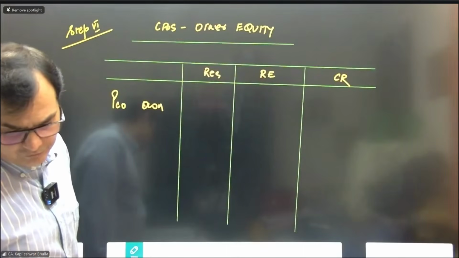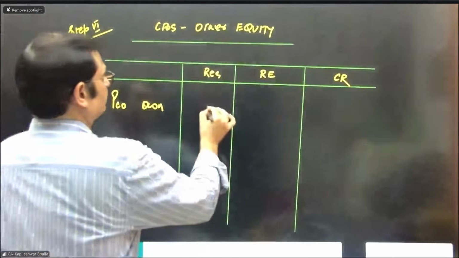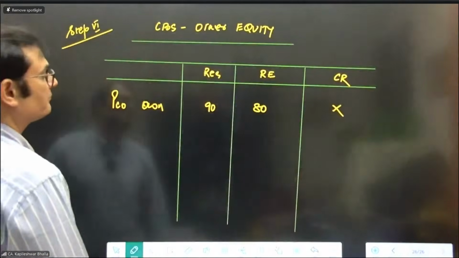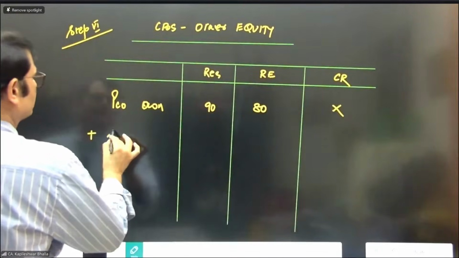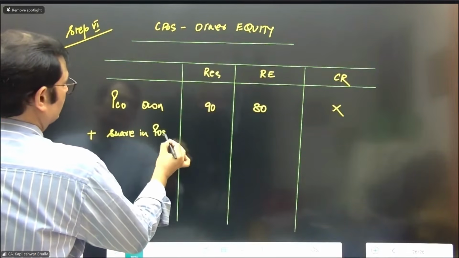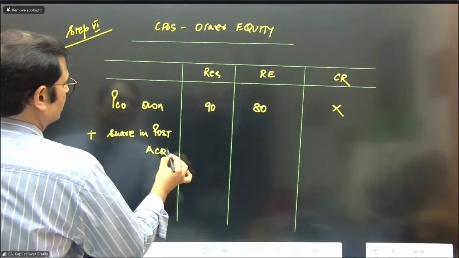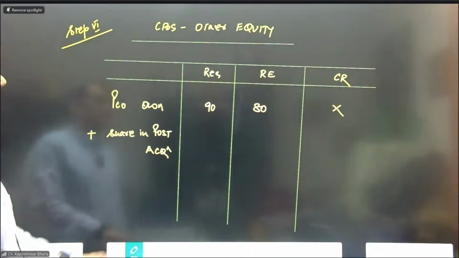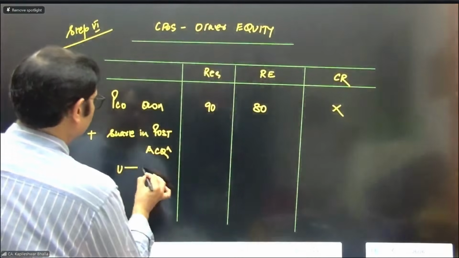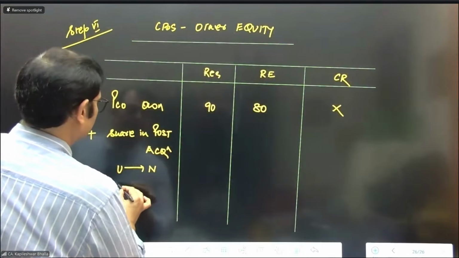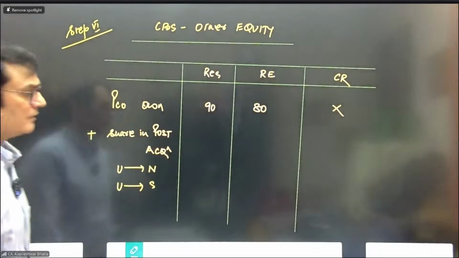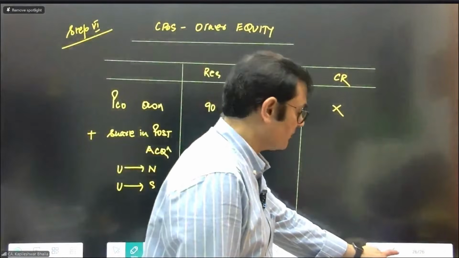So reserves of Usha is 90, retained earnings 80, there is no capital reserve. We consider plus the share in post-acquisition. We consider the share in the post-acquisition very carefully. Reserves in the reserves, RE in the RE. So we've got Usha in Nisha and we've got Usha in Sandhya effectively. So let's go back to the step number 2A.